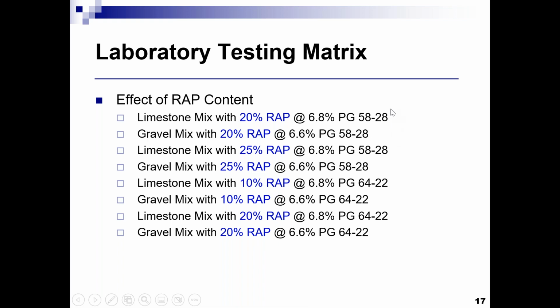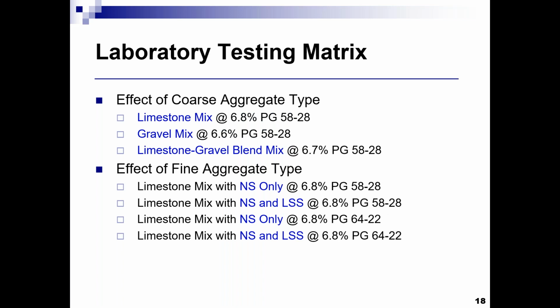Now, typically, when using a softer asphalt binder like PG58-28, you can incorporate a higher percentage of wrap in your asphalt mixture, and that's a common practice basically by ODOT, where a softer asphalt binder like PG58-28 is specified when you have a higher percentage of wrap, or when the wrap binder stiffness is high to the point that you need to use a softer asphalt binder. In terms of effect of coarse aggregate, we looked at limestone gravel blend. In terms of fine aggregate, we looked at natural sand only and natural sand with limestone sand.